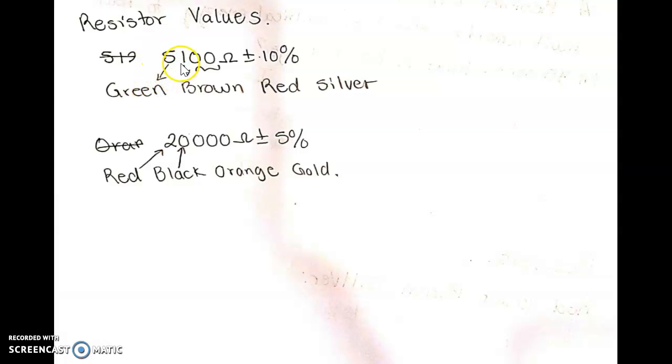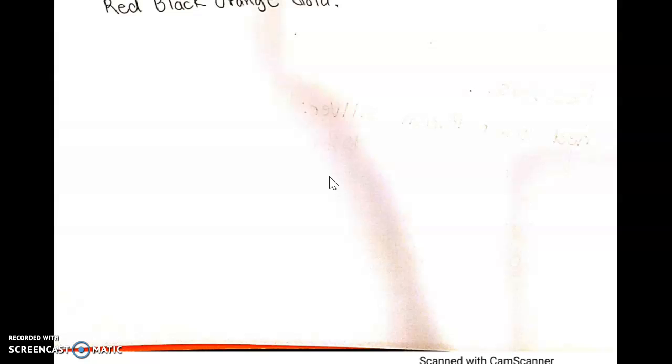So 5 is green, 1 is brown, and then I have 2 zeros, which are equivalent to red, and then the tolerance is a silver. Then we have 5100 ohms plus minus 10%. Right here, the first digit is a red because of 2. The second digit is a 0, which is a black. And then I have 1, 2, 3 zeros, which is equivalent to 3. So that would be orange. 5% is just gold.